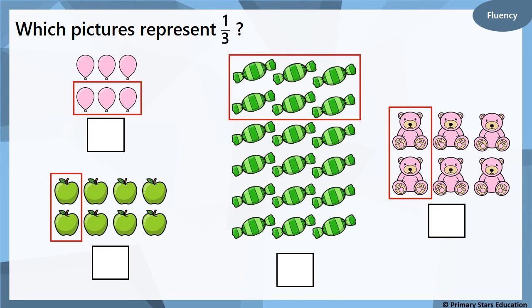The apples, there are 8 apples altogether. 2 of the apples have been circled. We know that 2 is 1/4 of 8. It is not a third.